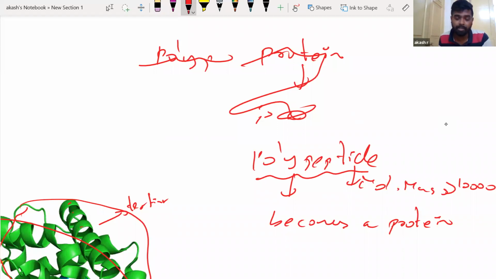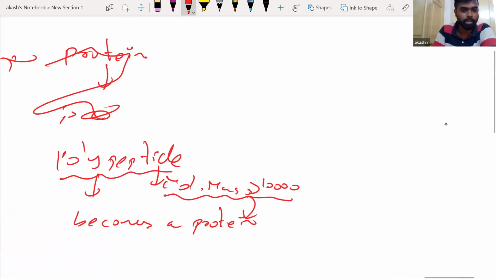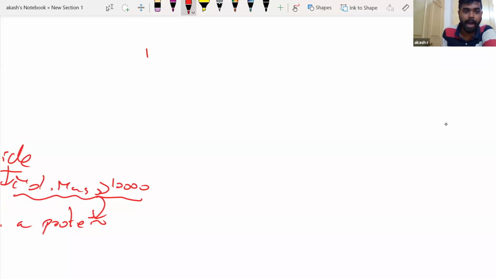Now how do you decide whether a polypeptide is a protein or a polypeptide? When the molecular mass of the polypeptide is greater than 10,000, then it becomes a protein. That's the only criterion you have to understand. If it is lesser than 10,000, then we call it a polypeptide only. Fine. So that is about the proteins done. The last part is nucleic acids.